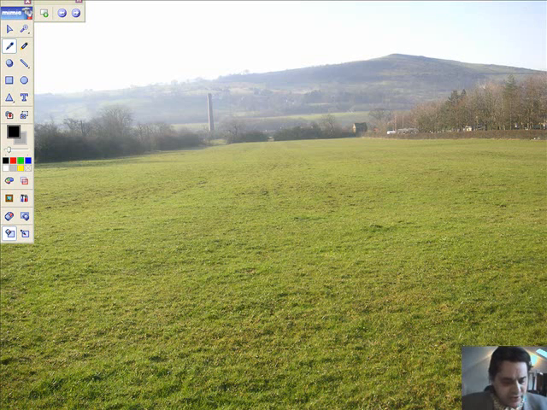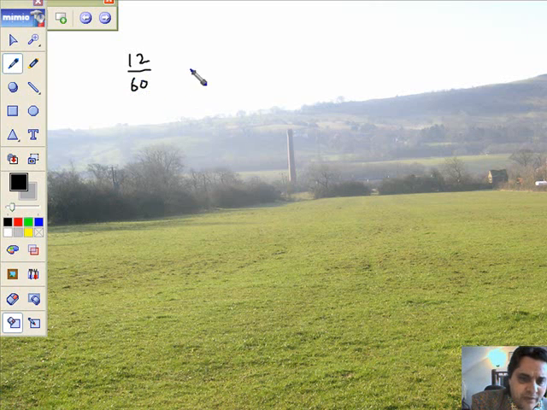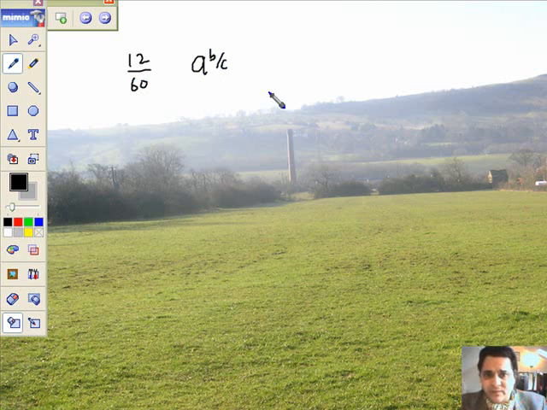Page 11, section 1.2. Question 1 says, use your calculator to simplify these fractions. Well, I got 12 over 60. Now, what I've got on my machine is this button here. It's called the ABC button, and I'm sure I've done one of these before under Unit 1.